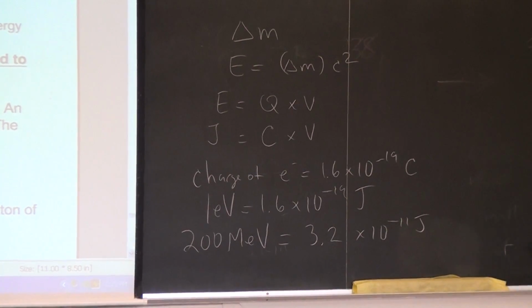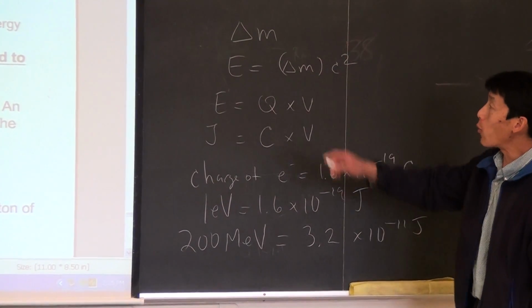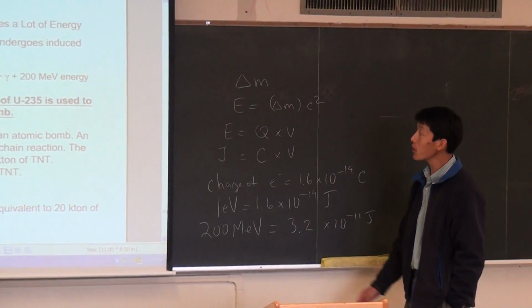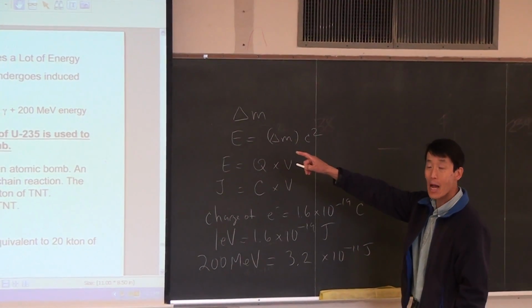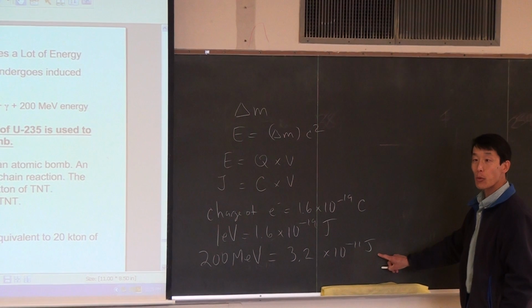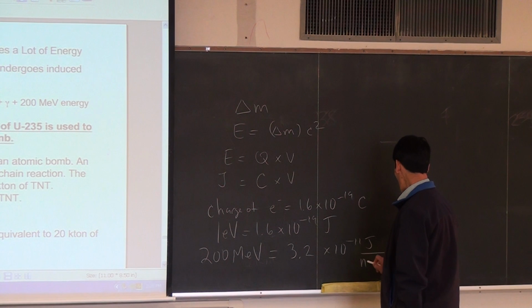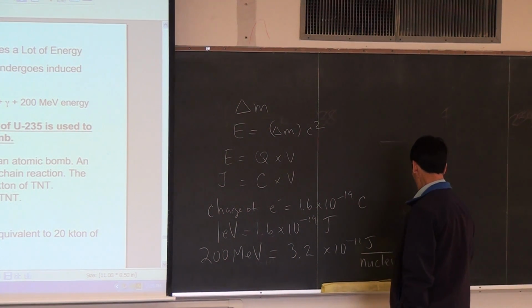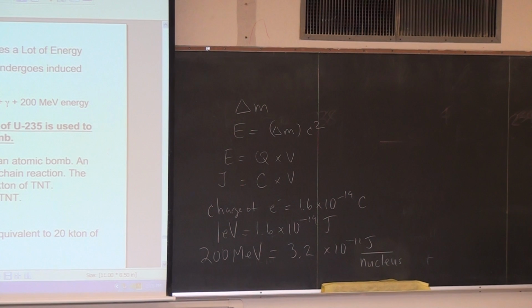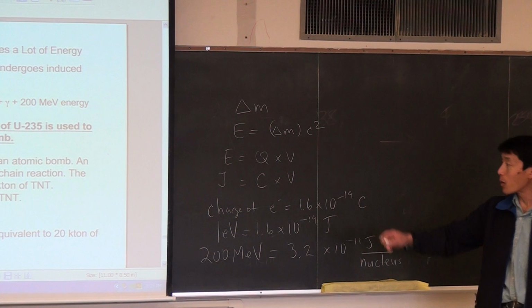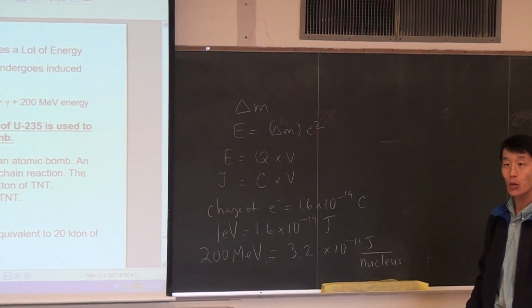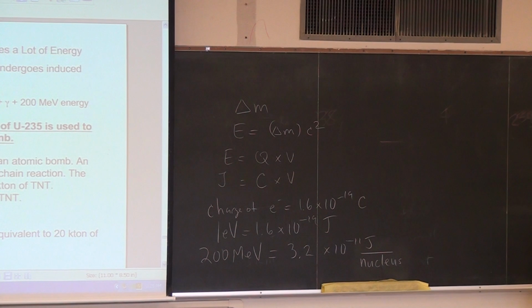So what this means is that when one U-235 nucleus undergoes this nuclear reaction, this amount of energy is produced per nucleus. So I'm going to say 3.2 times 10 to the minus 11 joules per U-235 nucleus. Based on this number and on the number 8.36 times 10 to the 13 joules, how many U-235 nuclei do you need to produce that same amount of energy?